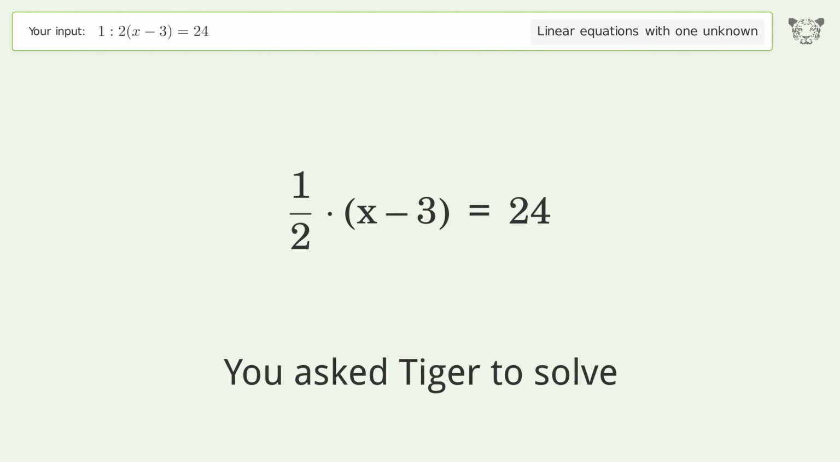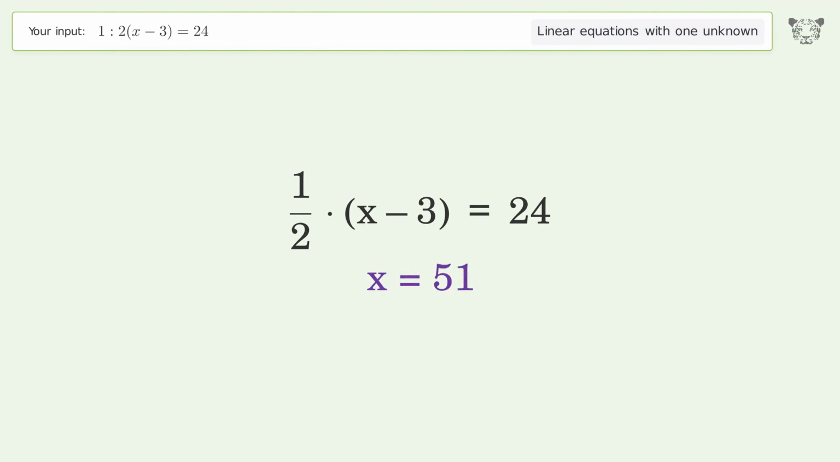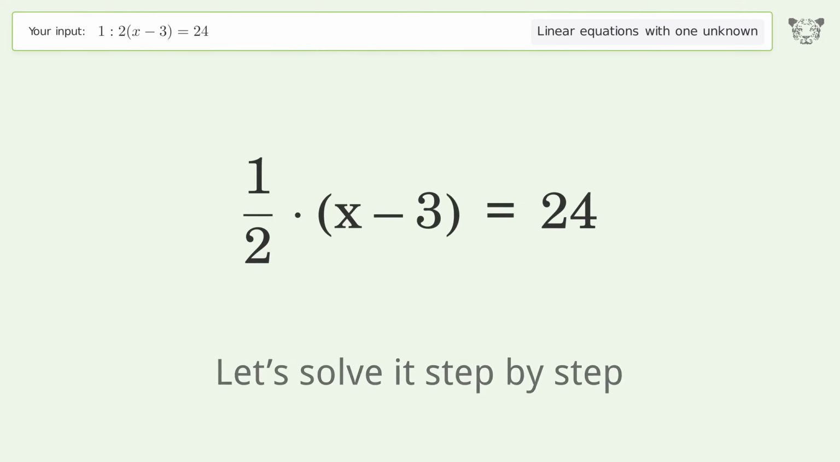You ask Tiger to solve. This deals with linear equations with one unknown. The final result is x equals 51. Let's solve it step by step.